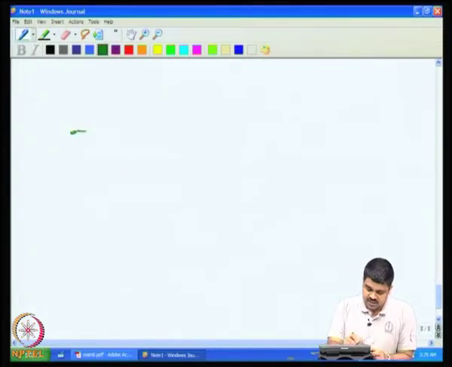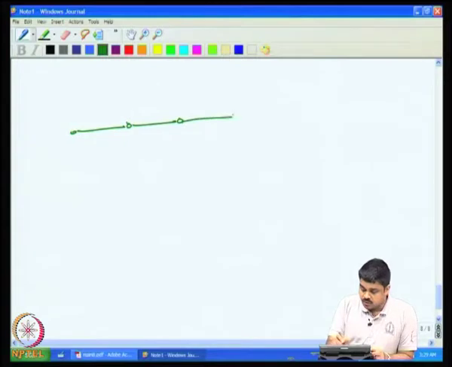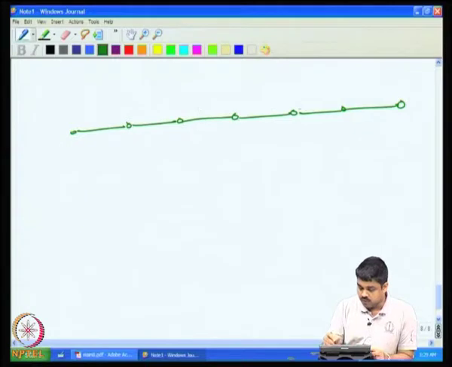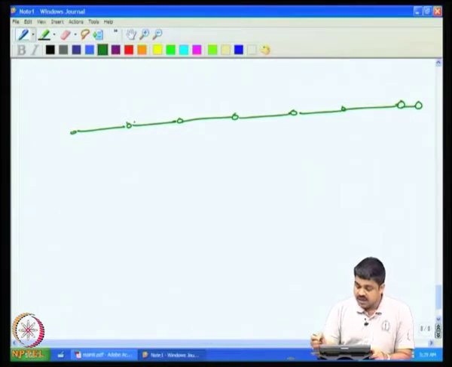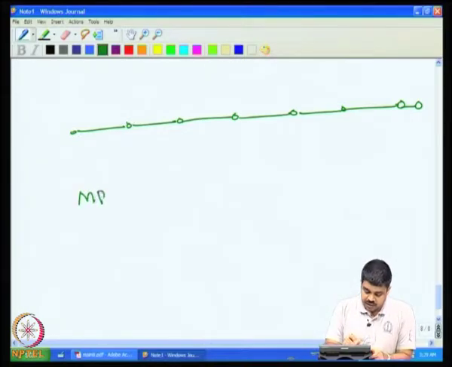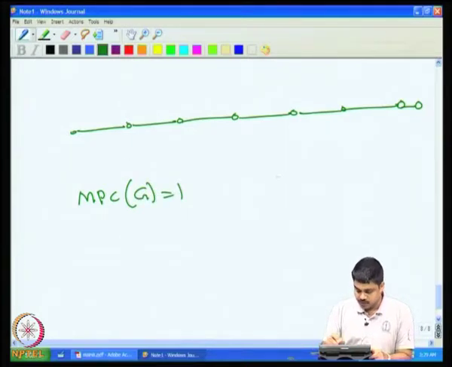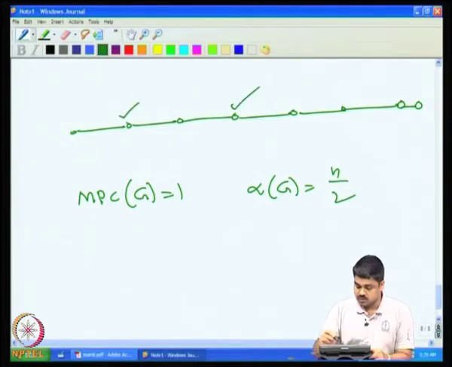This is a very easy example that comes to our mind. This is a path, right. Here 1, 2, 3, 4, 5, 6, 7, let us take 8 vertices. We know that in the undirected case, minimum path cover cardinality is equal to 1 here, because there is just one path, that is enough, and of course, alpha of G is equal to 4, right. Let us say n by 2 if n is the number of vertices. So this vertex, this vertex, this vertex, like that we can pick up, right.